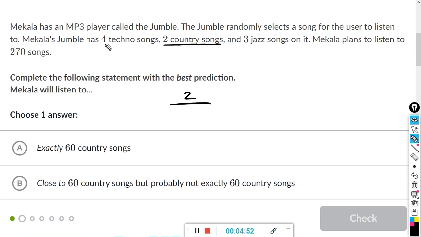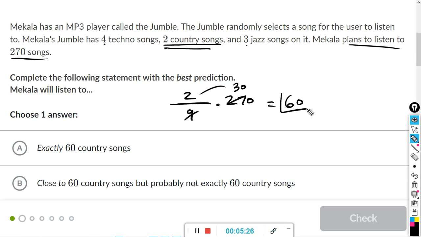And for the total, it's going to be 4 plus 2 plus 3, which is 9. So the chance of getting a country song is 2 out of 9. And he plans to listen to 270 songs, so I'm going to multiply that by 270. Canceling top and bottom, 27 divided by 9 is 3, and we just add the 0. So 270 divided by 9 is 30. 2 times 30 is 60.